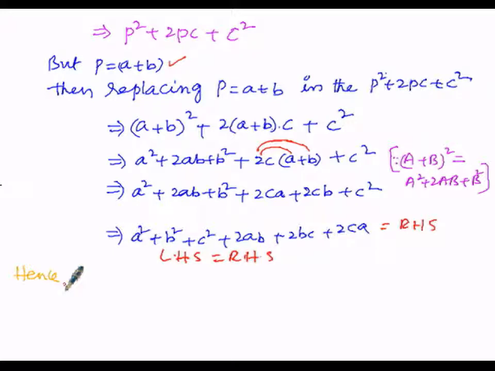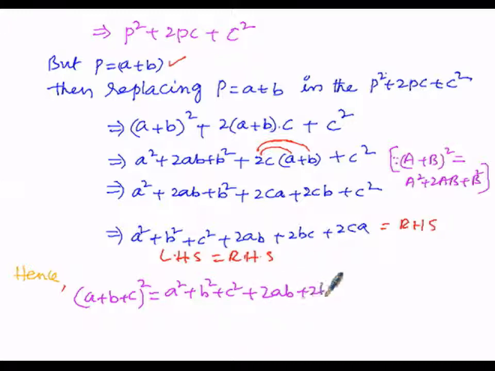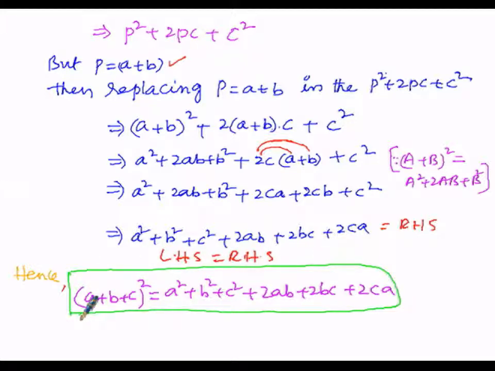Hence, (A plus B plus C) whole square is nothing but A square plus B square plus C square plus 2AB plus 2BC plus 2CA. So in this manner, we have proved this special product: (A plus B plus C) whole square as A square plus B square plus C square plus 2AB plus 2BC plus 2CA.